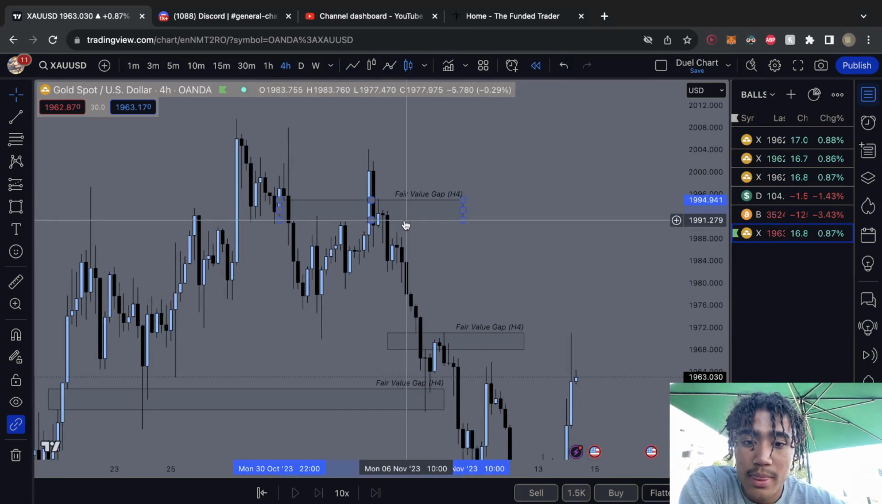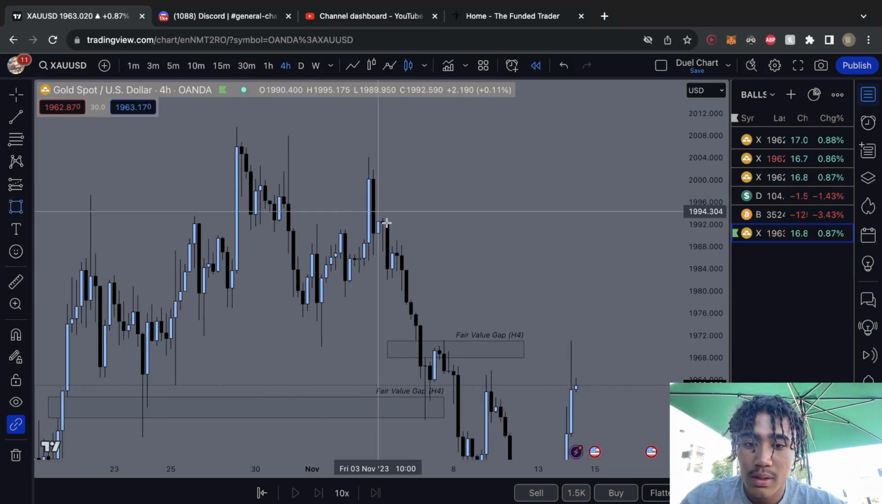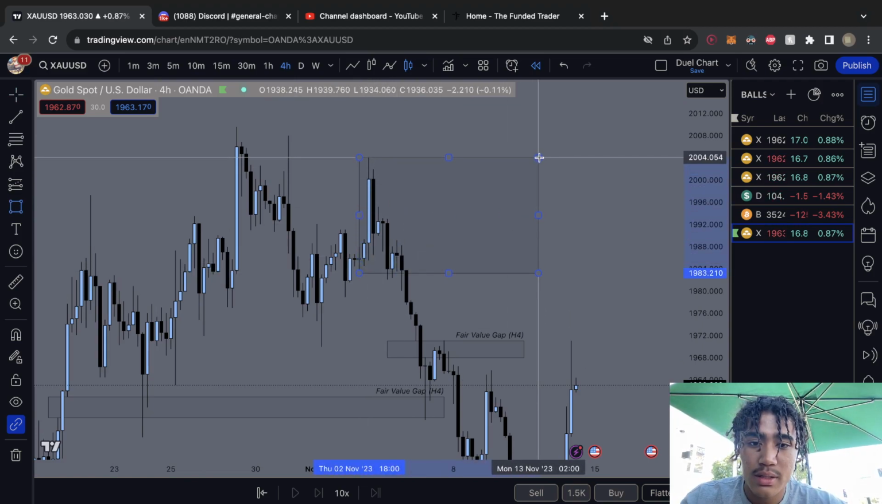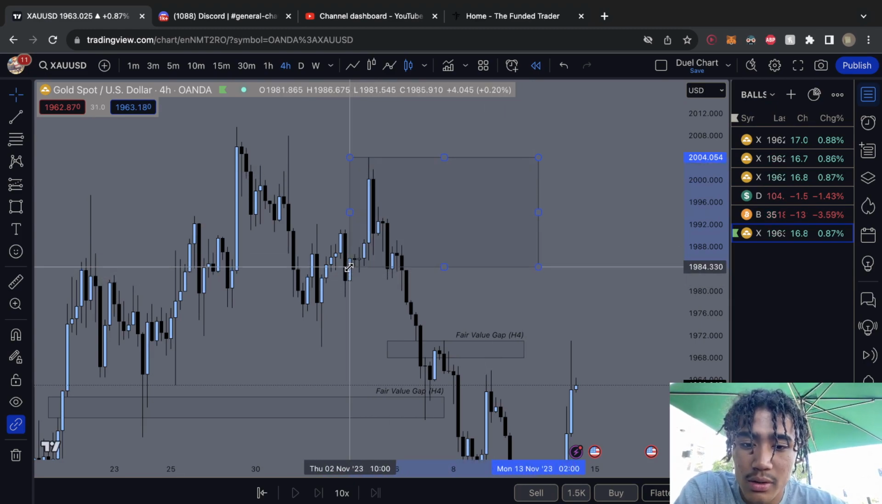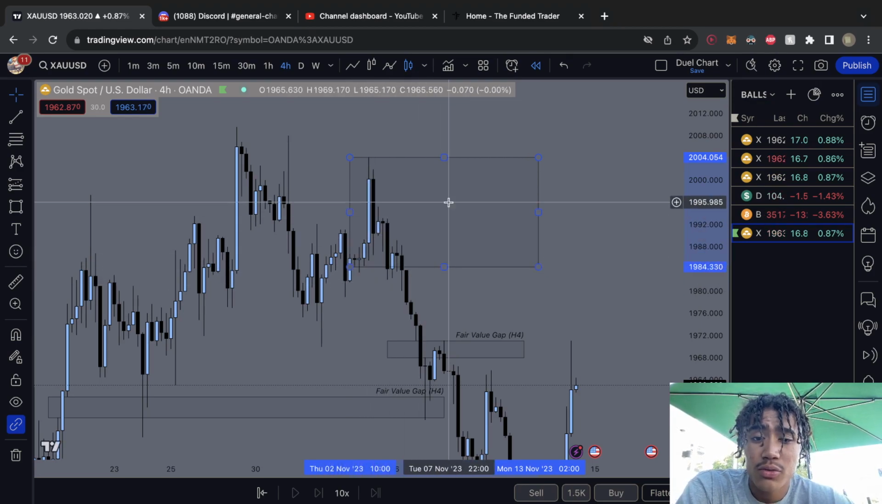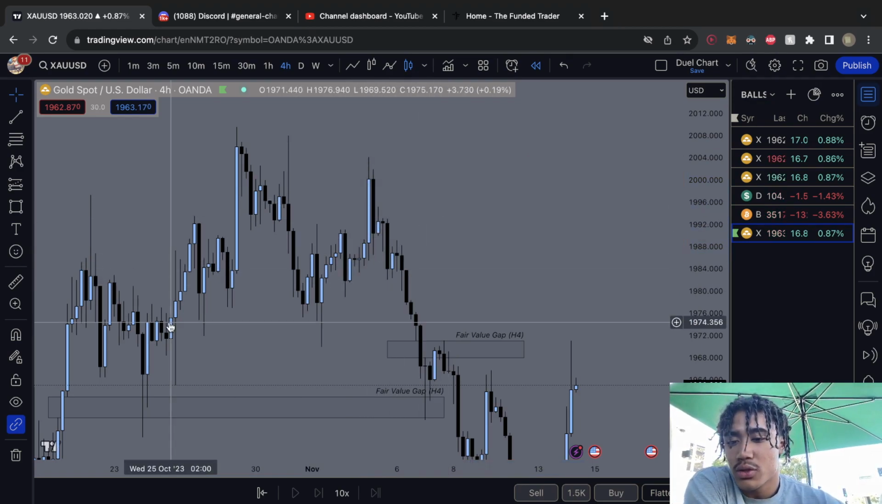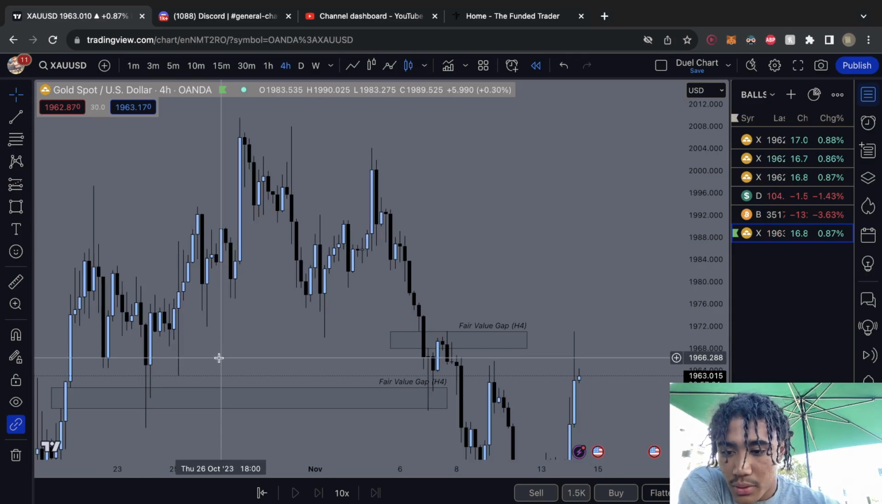Another good example, right here. Price came up, took out highs on a 4-hour time frame. This entire thing is an order block. That entire move, well, it's actually from here, it's an order block. We didn't need a fair value gap retracement. Price didn't create a fair value gap retracement. It won't always create a fair value gap retracement, and that is okay.